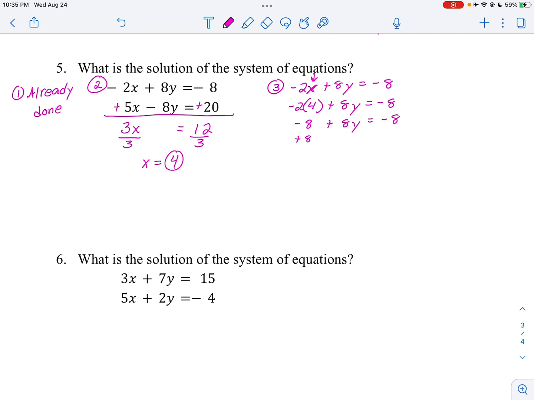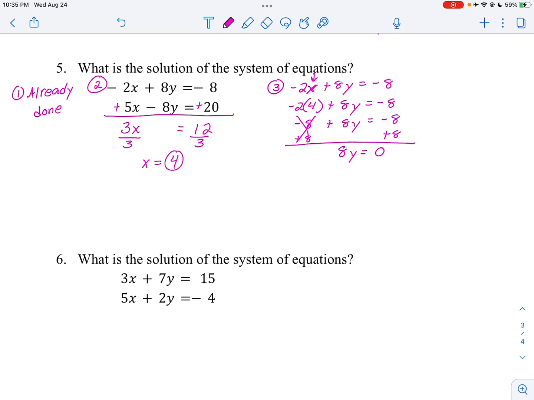So to get rid of that -8, I'm going to add 8, which means I have to add 8 on the other side. Now, these 8's cancel. That's great. I'm left with positive 8y, but then something unexpected happens. These 8's also cancel. So -8 plus 8 is what we call a 0 pair because it adds together to give me 0. And that's okay.